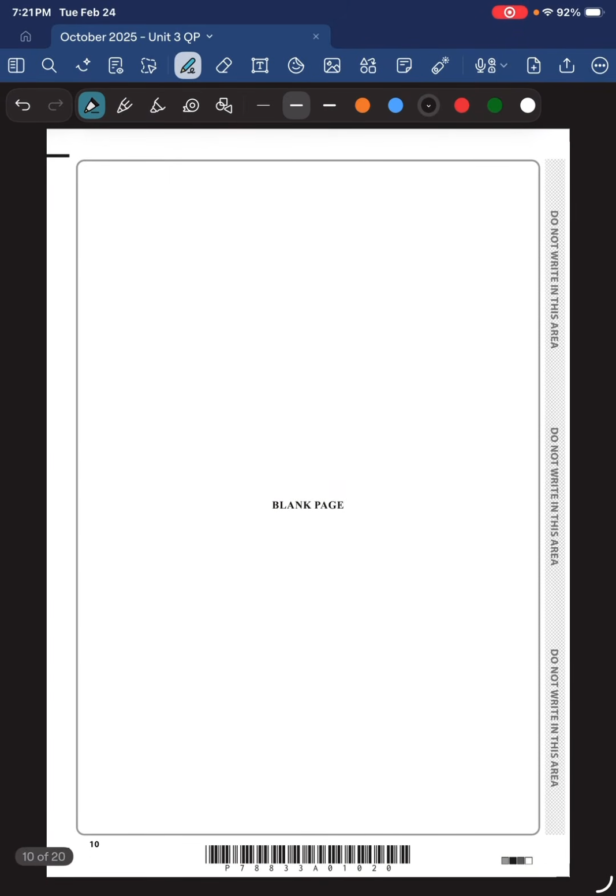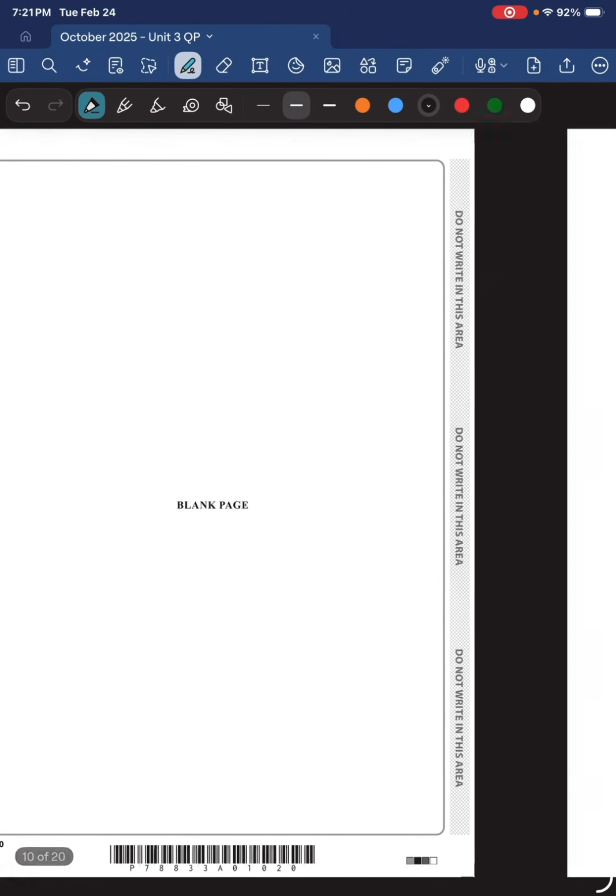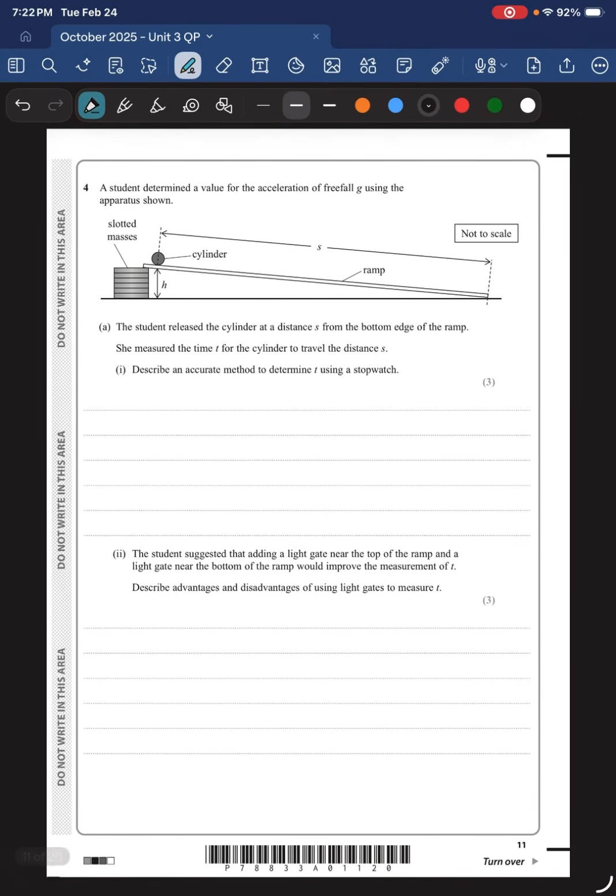All right. So we are also done with question 3, and we are left with the last question, question 4. So a student determined the value for the acceleration of free fall g using the apparatus shown. So there are some slotted masses, a ramp, and a cylinder. The student released the cylinder at a distance s from the bottom edge of the ramp. She measured the time t for the cylinder to travel the distance s. Describe an accurate method to determine t, the time, using a stopwatch.